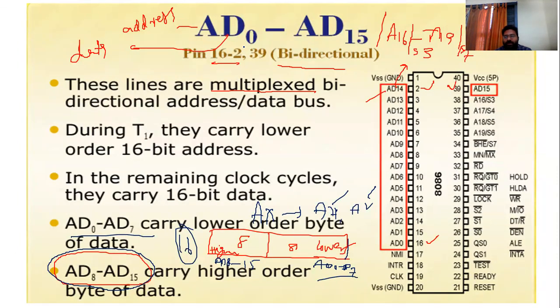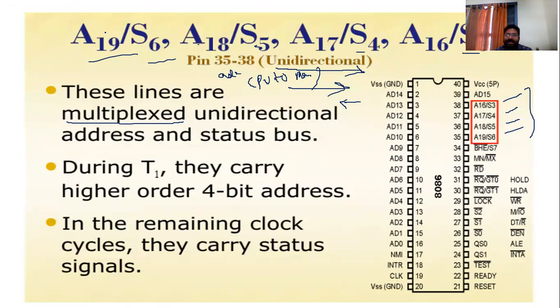How will we convert them? Practically, there is a tri-state buffer. In the 8086 microprocessor there is a hardware component in between that can convert the address lines to data lines or address lines to status lines. That is the tri-state buffer, which is hardware. But who gives the signal to the tri-state buffer?